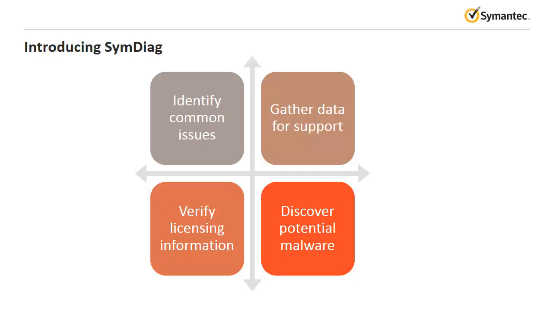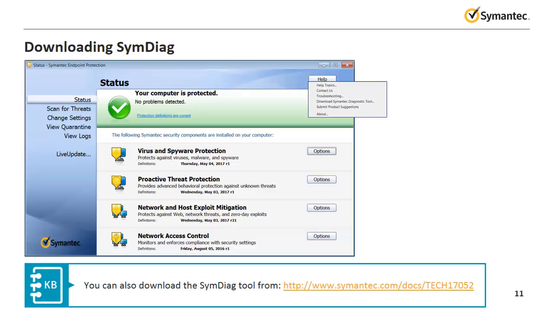You can identify common issues, gather data for support, verify licensing information, and discover potential malware. Download SymDiag from the SEP client or the SEPM. If the SEP client or SEPM are not available, go to the following knowledge base document and download the tool.